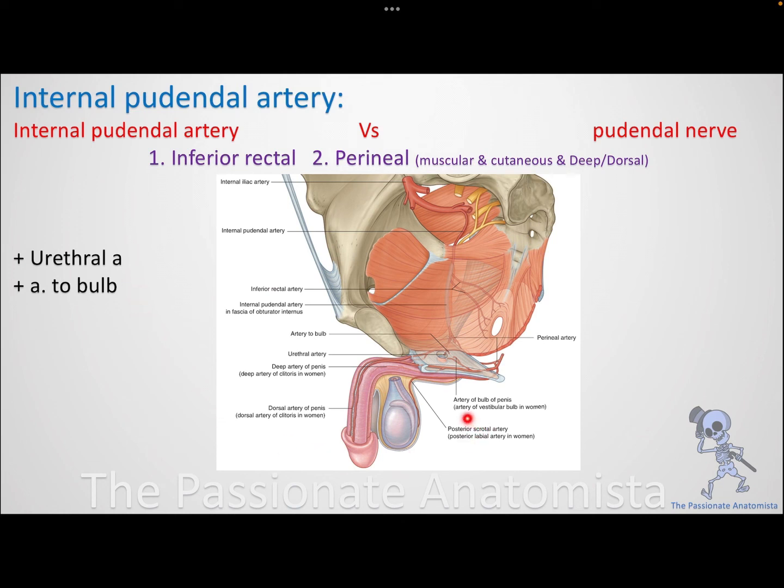If you look at this, you're going to see that you have the artery of the bulb of the penis. We're going to talk about the bulb, and we will understand what that means in the perineum video. And also we have the urethral artery, and that is going to be to the urethra. All right, these are the ones. So remember that the take-home message here is we have four branches from the internal pudendal artery: inferior rectal, perineal, urethral, and artery to the bulb.